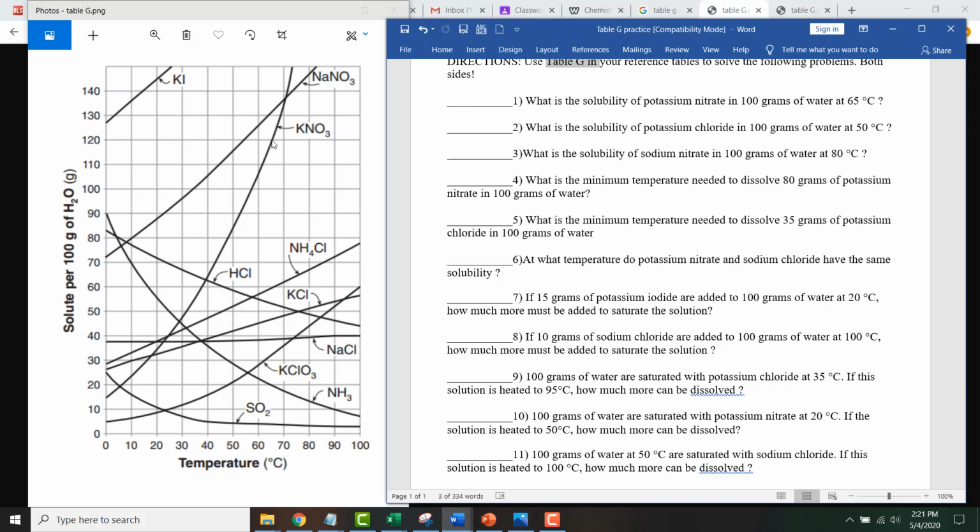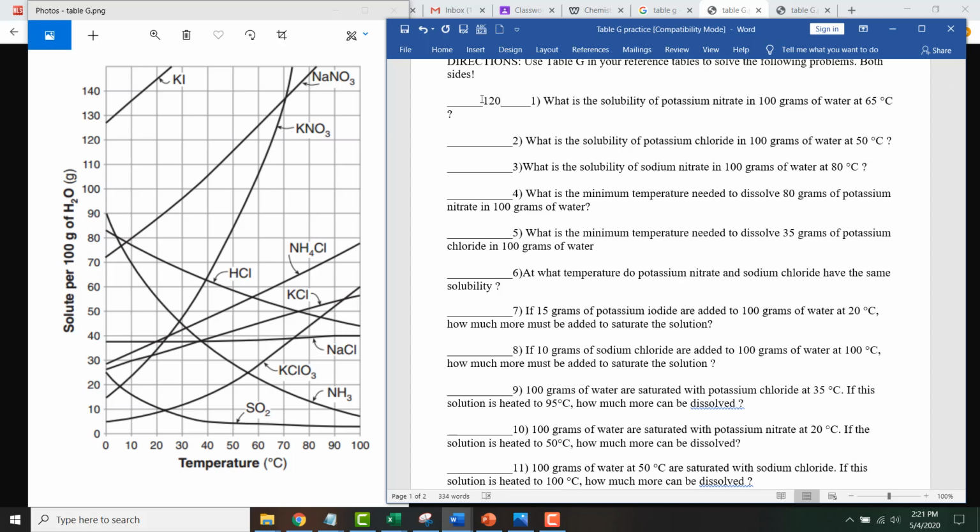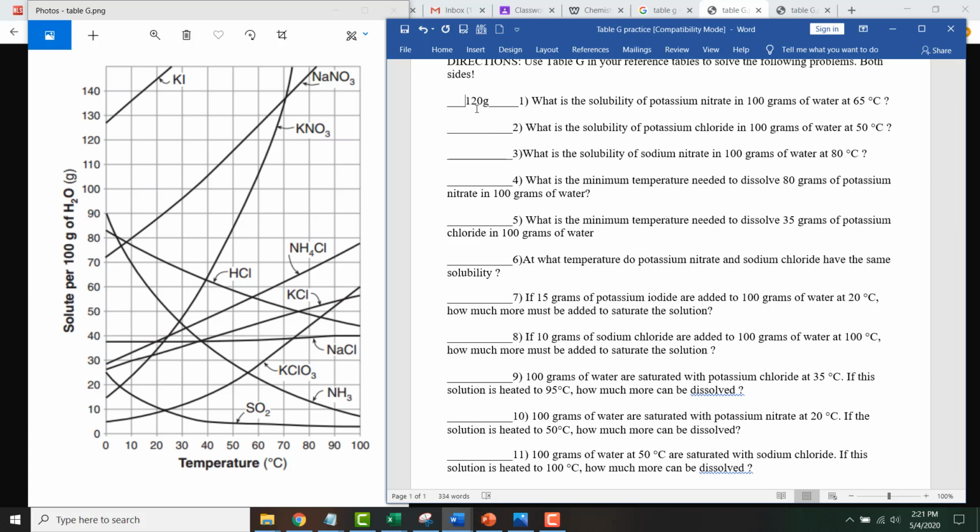Okay, that's where 65 degrees is for KNO3. When I read over there, that's 120 grams. So for example, this answer is 120 grams. Okay, 120 grams is what we would add there. And so we're just going to get rid of a couple spaces. That's about our answer for that first question.